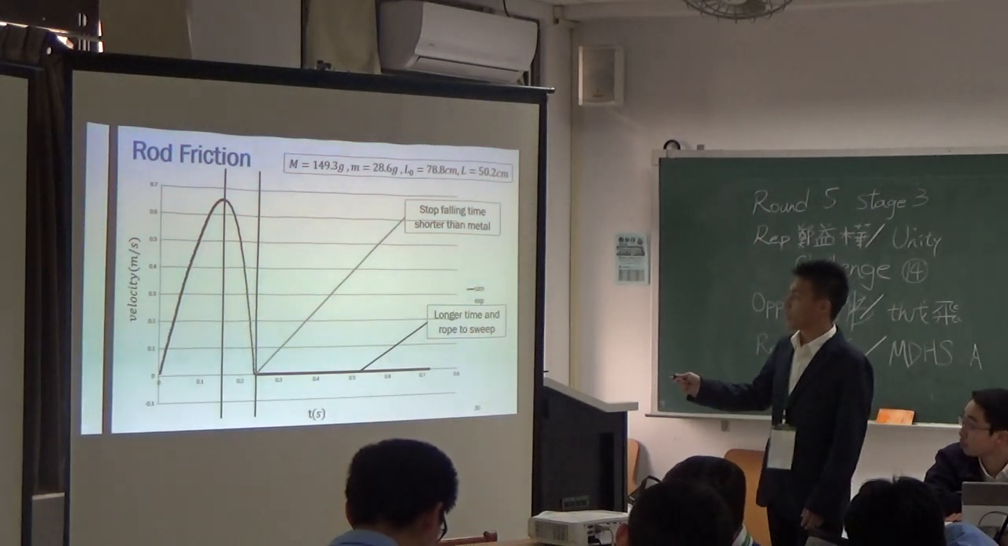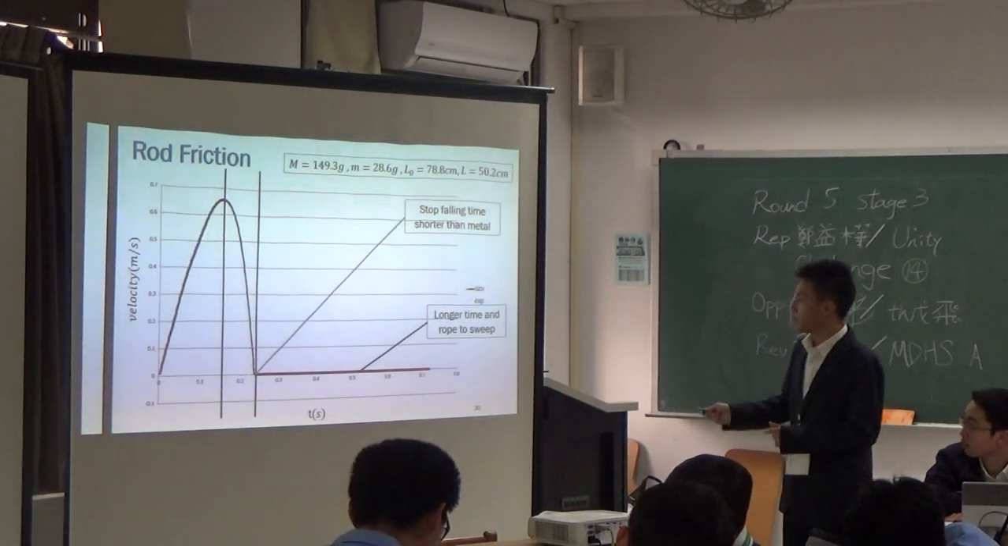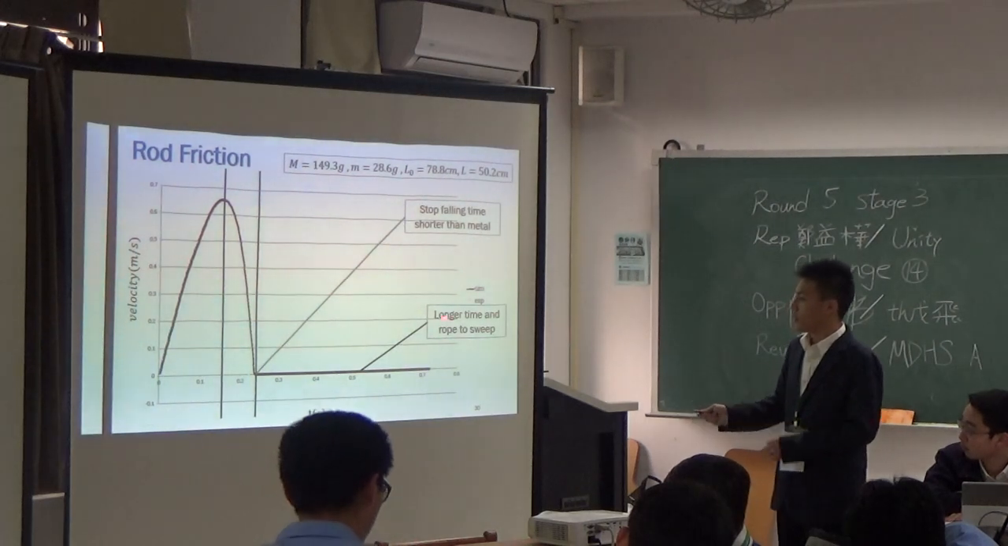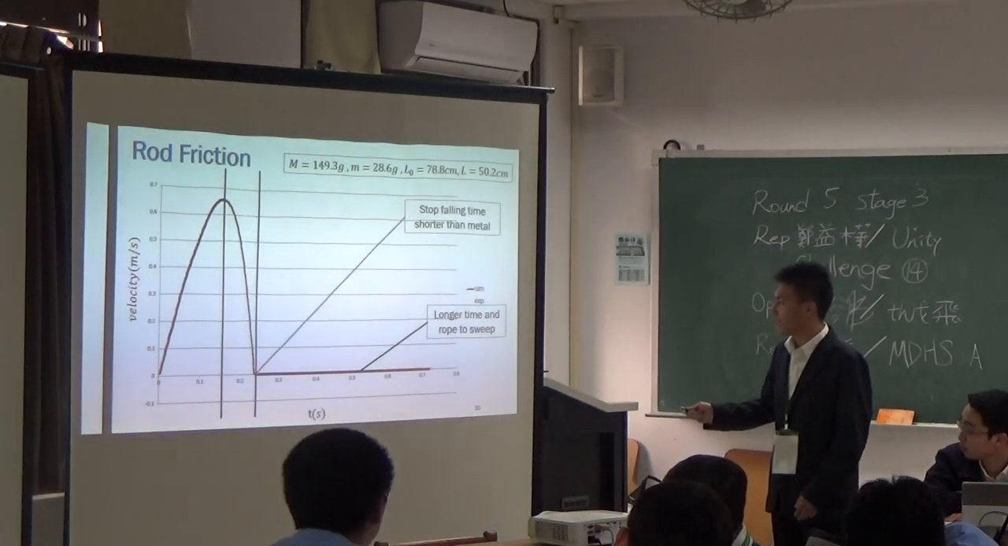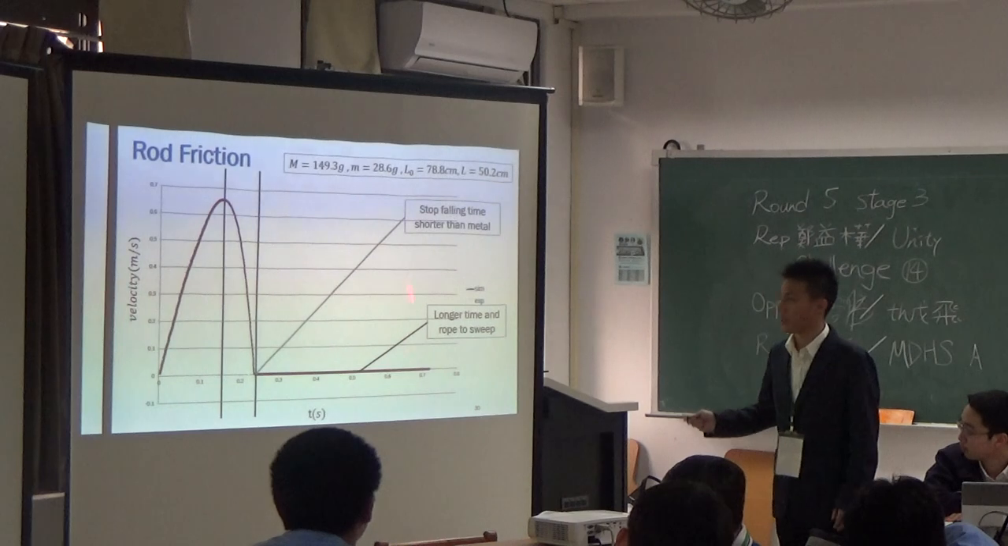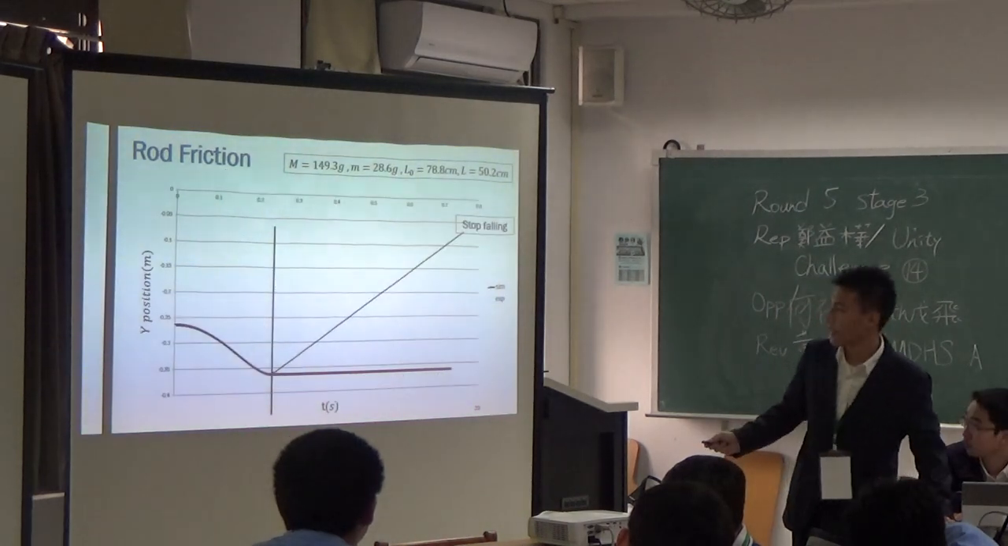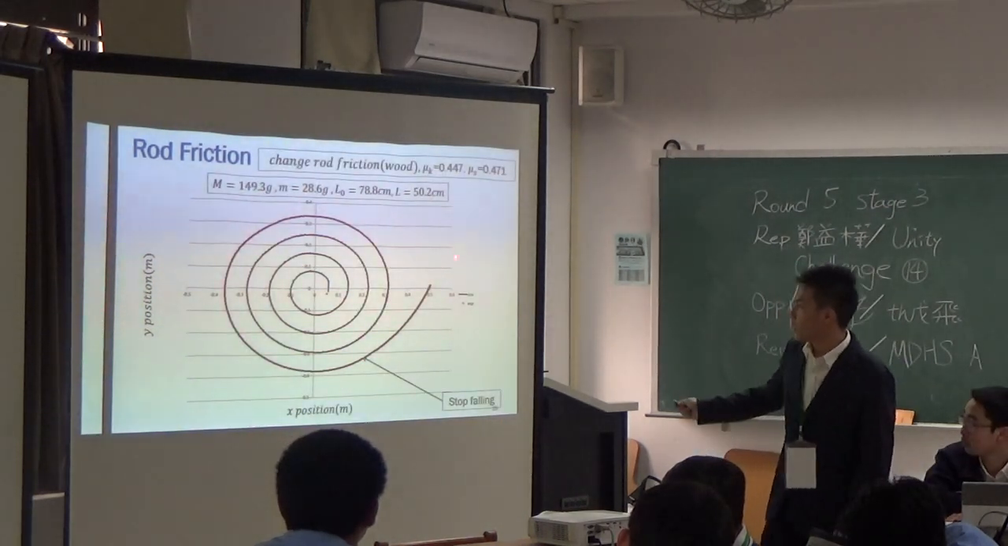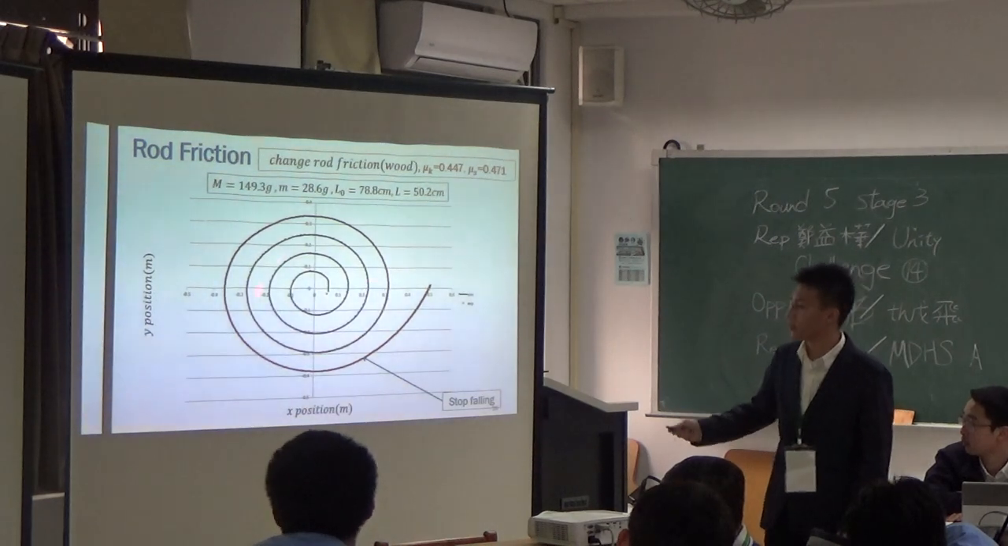Because the falling time is shorter than in the metal rod experiment, the light rod will have more time and rope to sweep around the rod. So that's why it can sweep around the rod more.